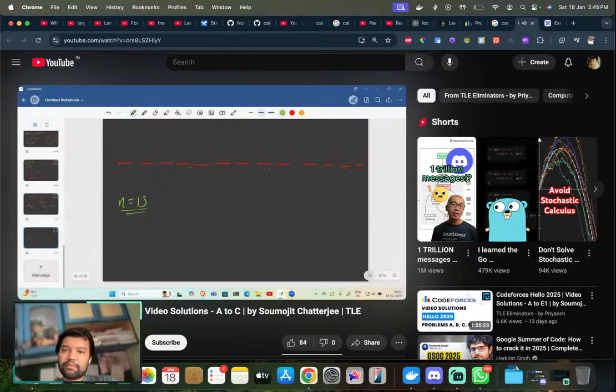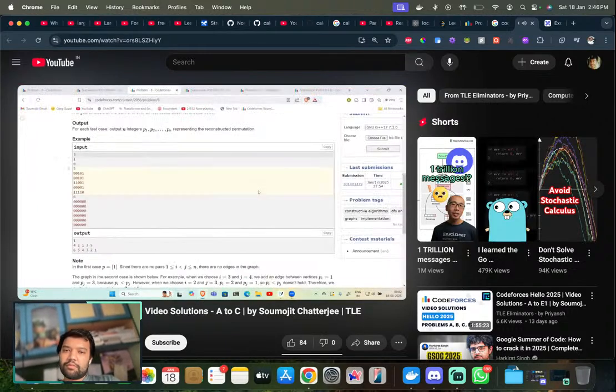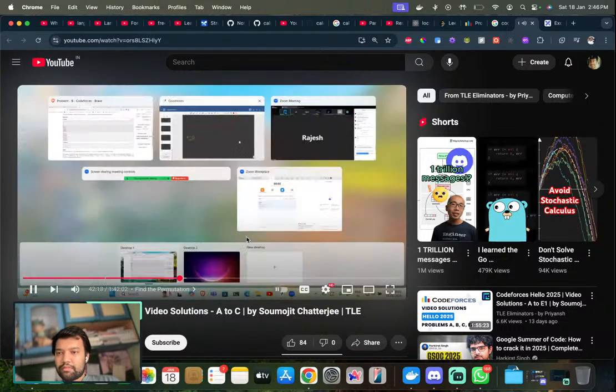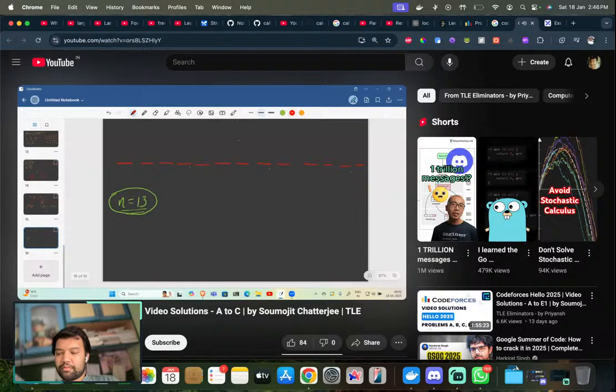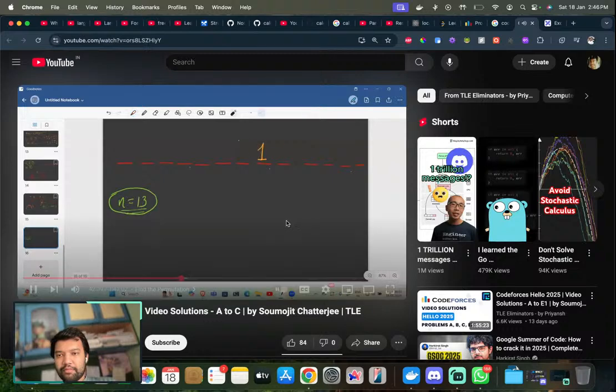Okay, we do not have a good test case here, but that's fine. The idea is that suppose the value of n is 13. I take the graph and try to find the position of 1. So suppose 1 comes here. What do I mean by 1 comes here? That means I know all the neighbors of 1. All the nodes which have an edge with 1 must come to the right side of 1, and all the nodes which do not have an edge with 1 must come to the left side of 1.